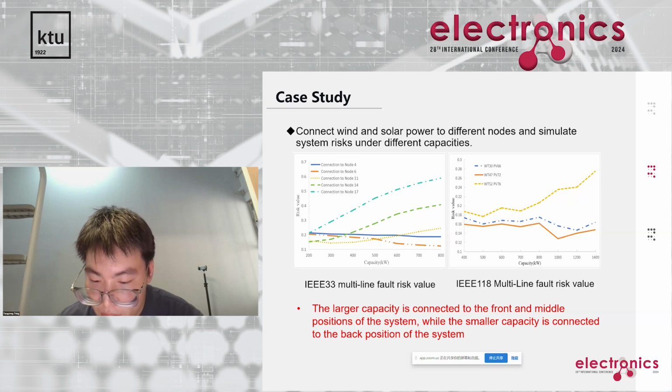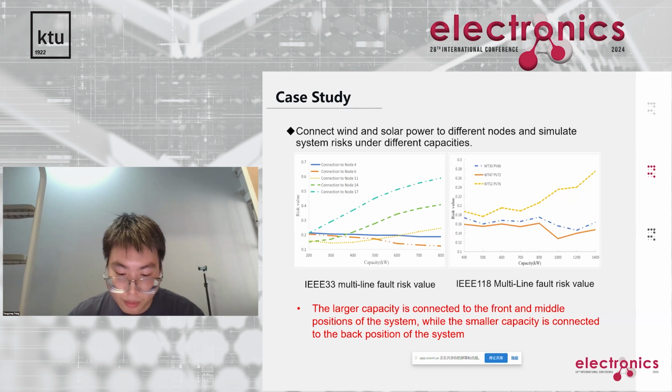The same applies to the IEEE 118 bus system results. Finally, we draw an important conclusion. Larger capacity distributed power sources should be connected to the front end or central position of the system, while small capacities can be connected to the back end of the system.